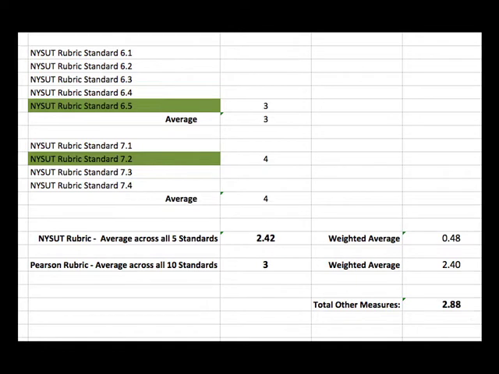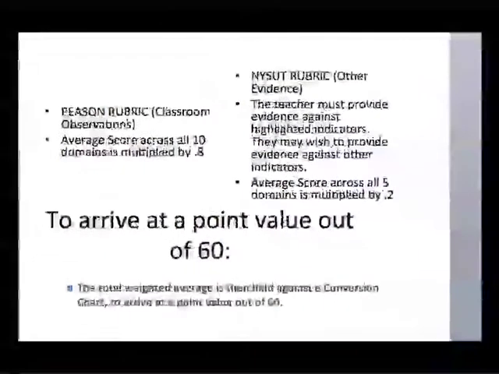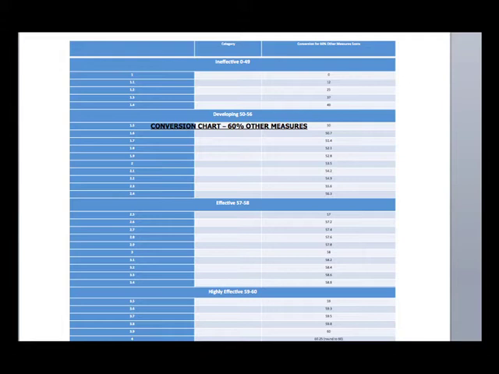So again, the Pearson rubric represents 80% of the other measures, so the average score was multiplied by 0.8. The NYSUT rubric represents 20% of the other measures, so it was multiplied by 0.2. And those two are totaled together. To identify the total point value out of 60, the resulting number in my model, 2.88, would then be held up against a conversion chart. This conversion chart can be found on the district's personnel webpage.